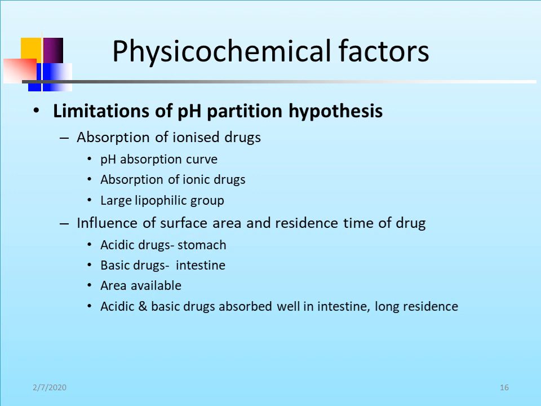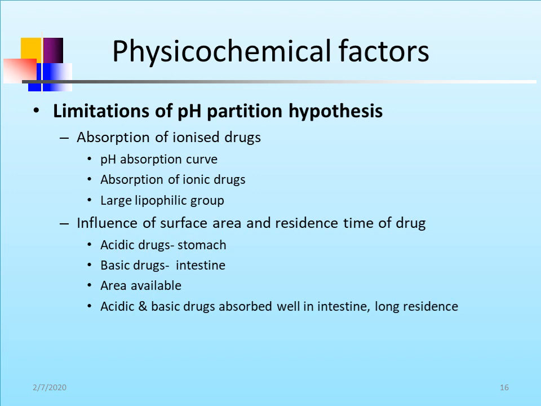Second limitation is the absorption of ionized drug. As we have seen in the pH absorption curve, there is a shifting of the curves from left to right and right to left. Certain ionic drugs are absorbed, maybe by other mechanisms like ion pair transport. There are also large lipophilic groups present on the drug, which are responsible for the absorption of the drug.